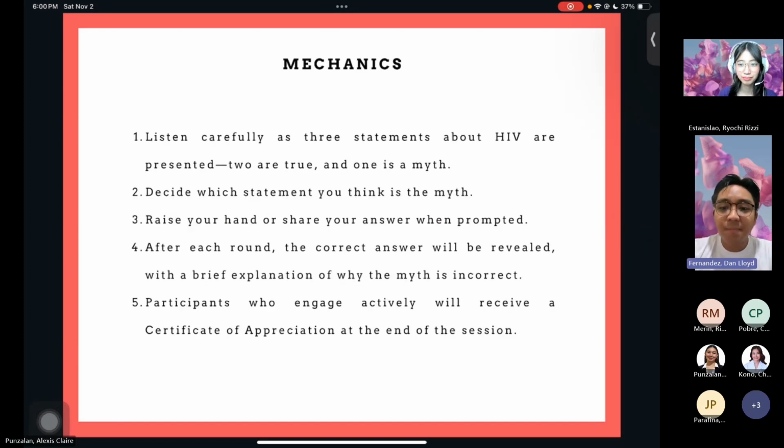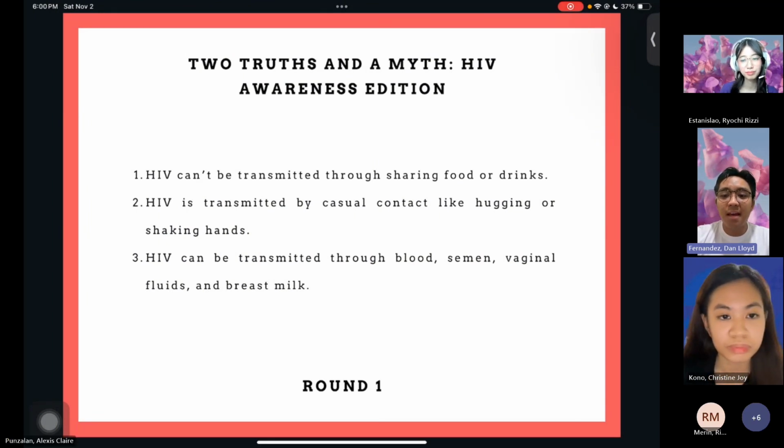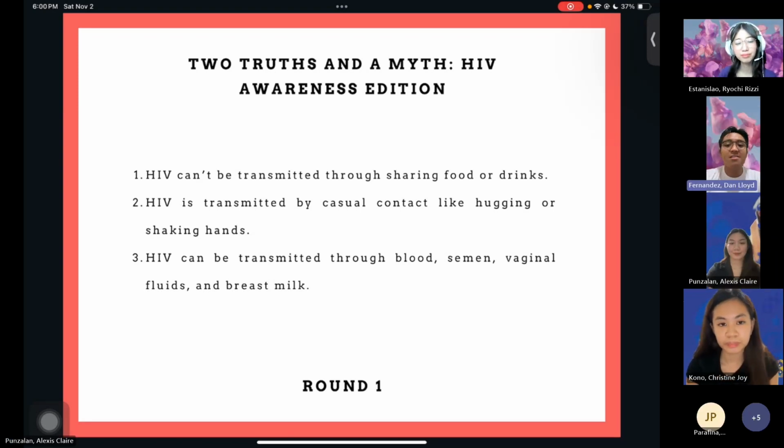Listen carefully. For our first statement, HIV can't be transmitted through sharing food or drinks. For the second one, HIV is transmitted by casual contact like hugging or shaking hands. And for the last statement, HIV can be transmitted through blood, semen, vaginal fluids, and breast milk. Now, which statement do you think is the myth? Raise your hands and let us know.